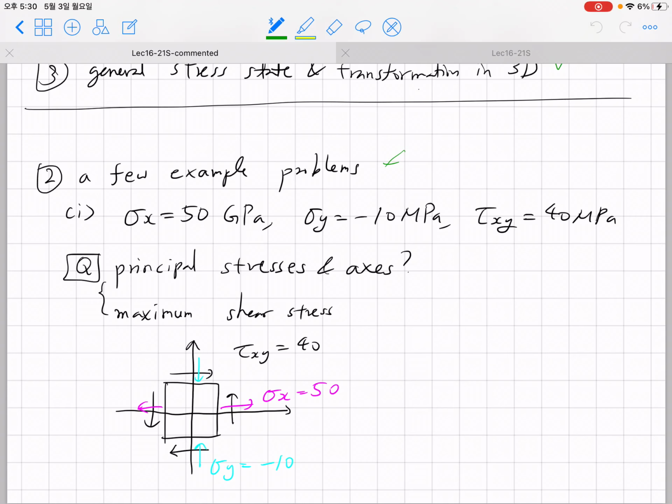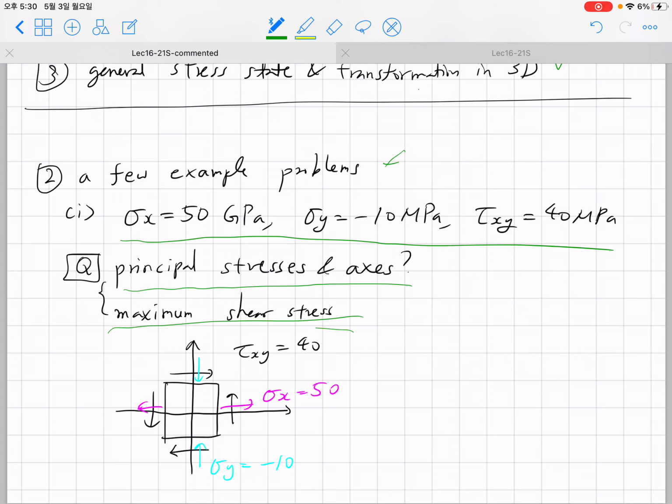Based on the discussion, let's try to solve example problems. I'm gonna give you two example problems. The first example problem gives us the numbers sigma x, sigma y, and tau xy, and it asks us what is the principal stress and principal axis, and it also asks what is the maximum shear stress and the axis that corresponds to maximum shear stress.